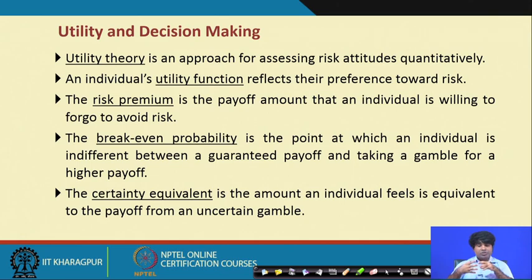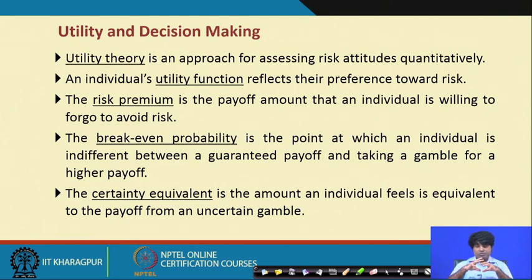An individual's utility function reflects the preference towards risk, and the risk premium is the payoff amount that an individual is willing to forego to avoid the risk. And then finally, the break even probability is the point at which an individual is indifferent between a guaranteed payoff and taking a gamble for a higher payoff. And the certainty equivalent is the amount an individual feels is equivalent to the payoff from an uncertain gamble.